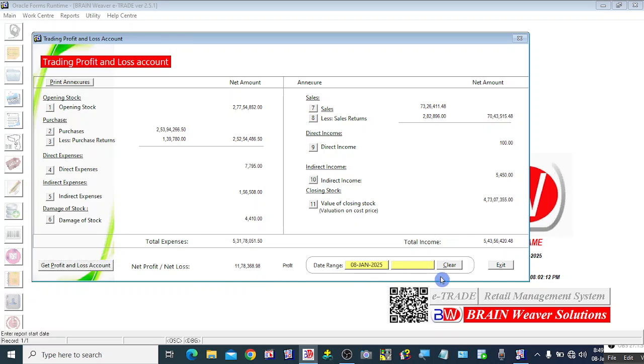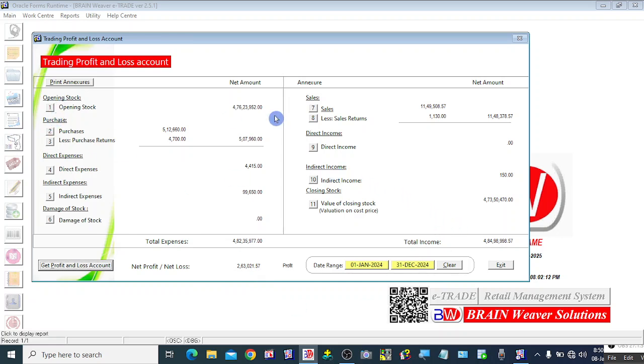If you want to see the profit and loss account during a specific period, for example, 1st January 2024 to 31st December 2024, it means for the last year, I want to see the profit and loss account. After entering the date range and clicking this get profit and loss account, we can see the profit and loss account with the figures.